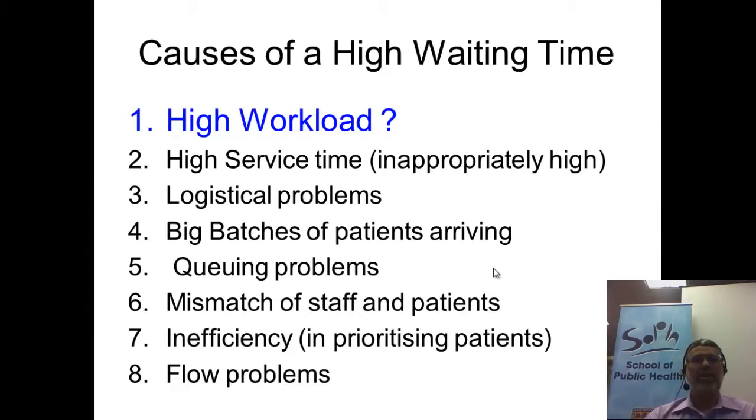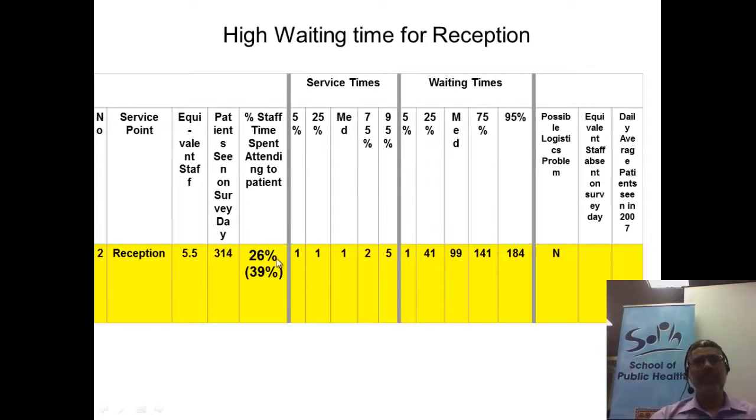In order to do that, we must look at each of the causes in turn and see if that cause is operative at the service point. So, cause 1, a high workload. Are patients waiting because the staff are overworked at this reception point? And the answer is no. Because as we saw, the workload of the staff is 39%. Okay? So they spend 39% of their time directly on patients, which means they have 61% of their time to do other things. So they're not overloaded. Okay? There is not a high workload. That is not the cause of the high waiting time.